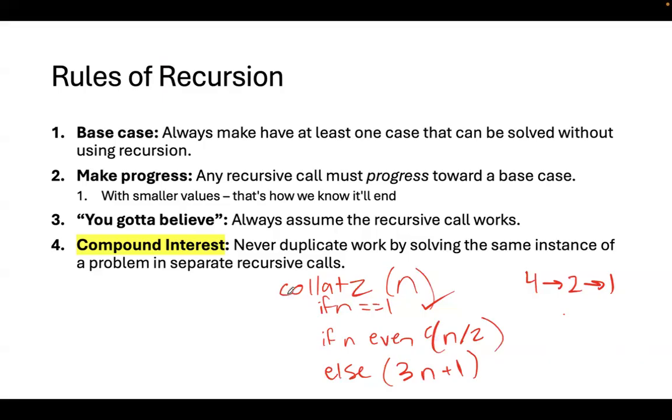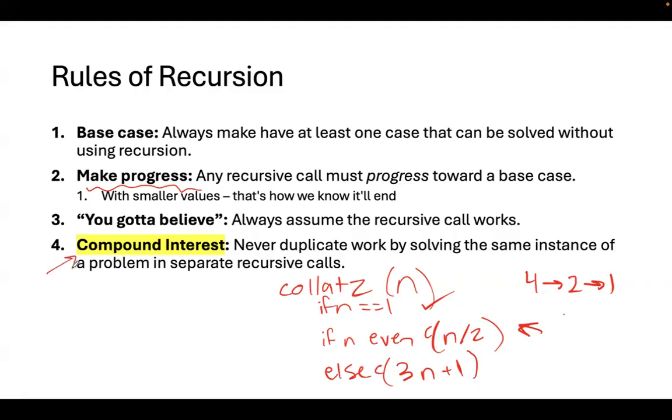But this is a recursive problem, and the problem here is with the making progress part. If we always divide by 2, then I would argue we're going to get there eventually. But the problem is the 3n plus 1, because in some recursive calls we are increasing. And so the question is, are we ever going to get there? Typically we make progress with smaller recursive calls, so if you're working on something where you're increasing the size, be wary.